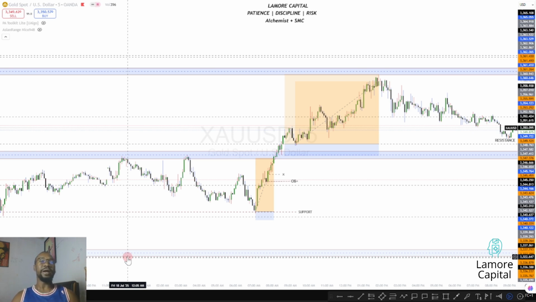New York session sometimes manipulates around 5, sometimes around 12. It consolidates for probably 40 minutes or getting to an hour. Then maybe it starts distributing by 1 p.m. or maybe 1:30. That's when it starts distributing. So you need to factor timing into all your trades.